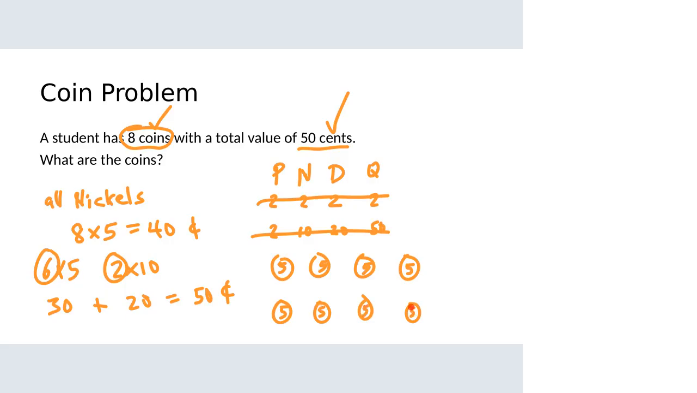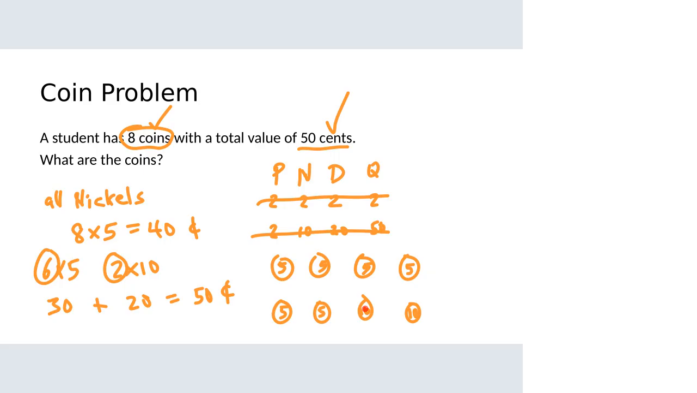But that's only 40 cents. So what if I trade out one of those nickels for a dime? Okay, now I have 20, 30, that's 45 cents. So I'm not quite there, but I'm closer. I'll trade another nickel for a dime. And now I can see I have 6 nickels and 2 dimes, 8 coins, 50 cents.